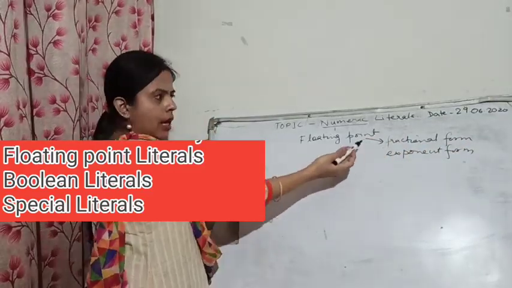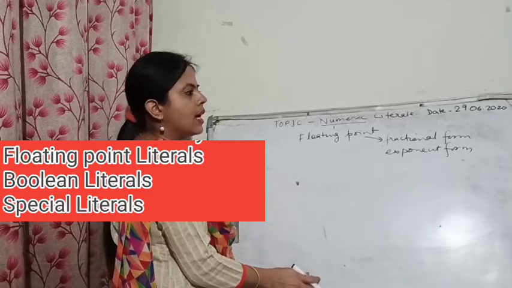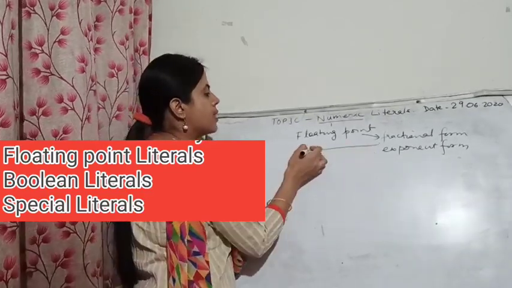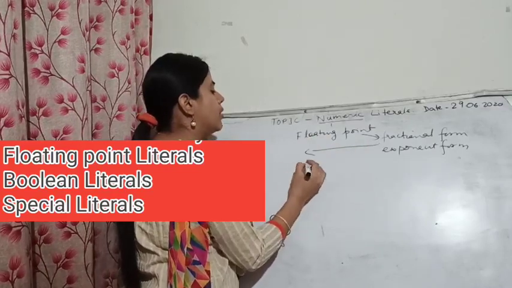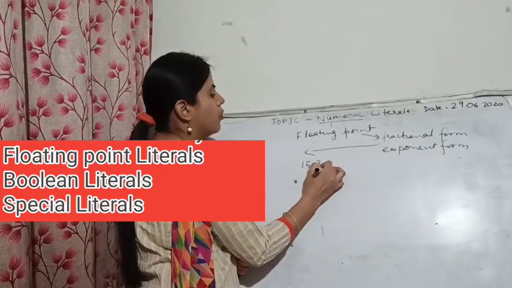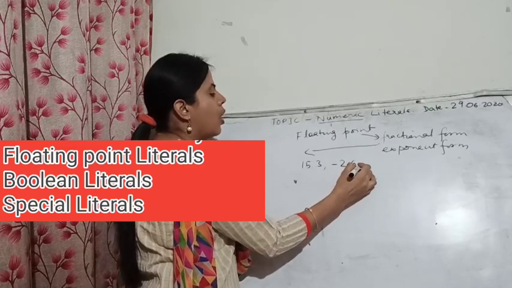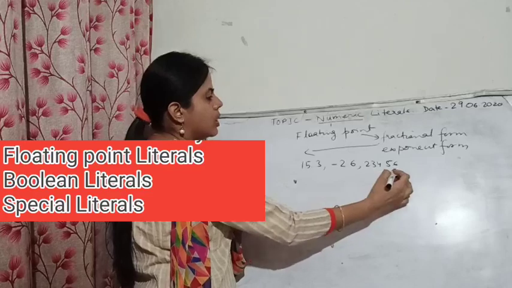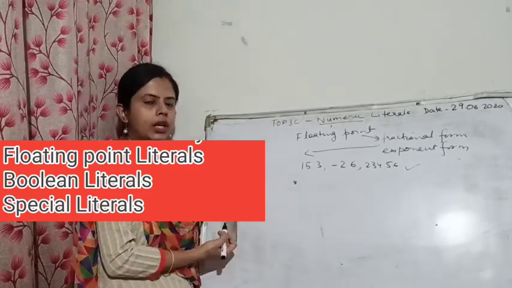Fractional form, as the name gives you the idea, is represented in decimals. Examples of fractional form floating point literals are 15.3, minus 2.6, or 2345.56. Okay, so these are fractional form floating point literals.